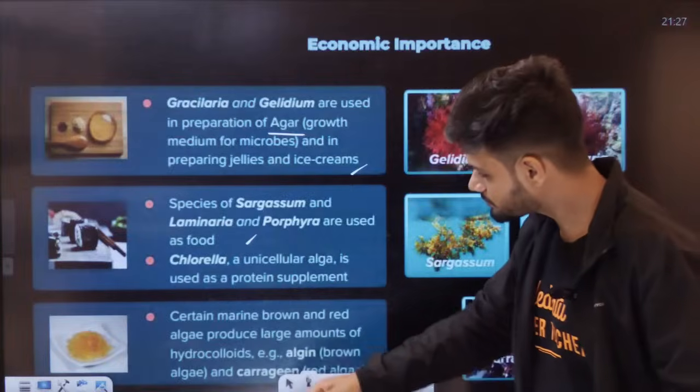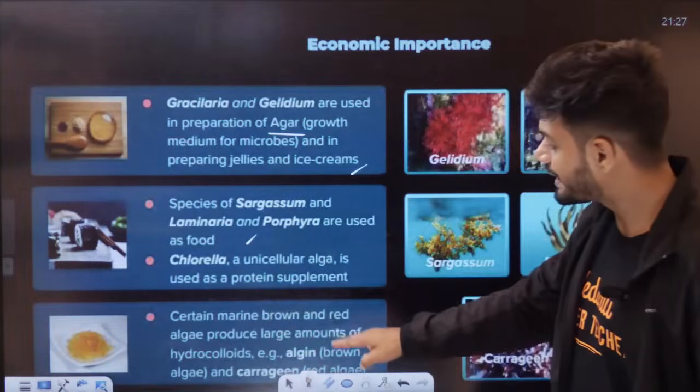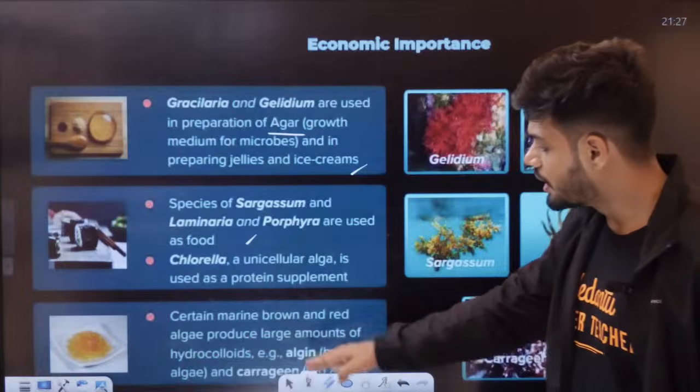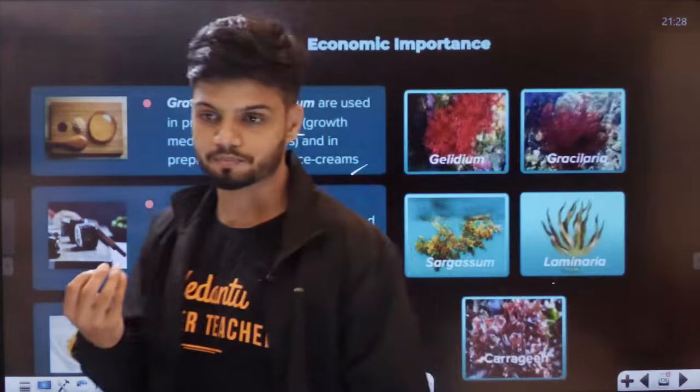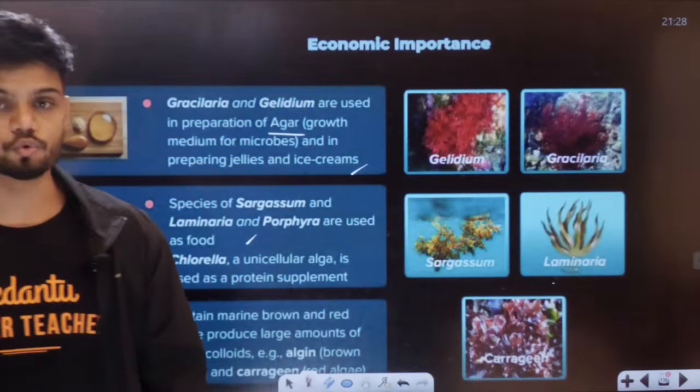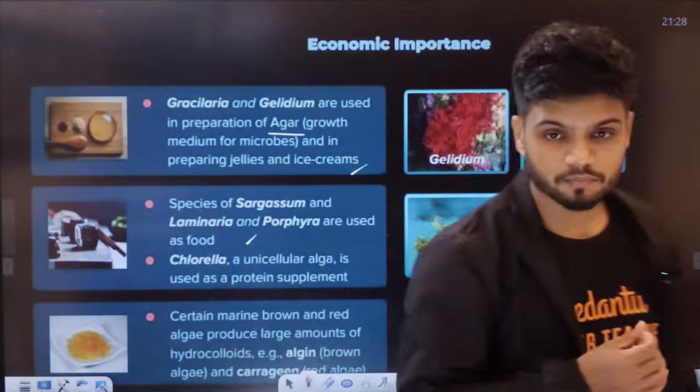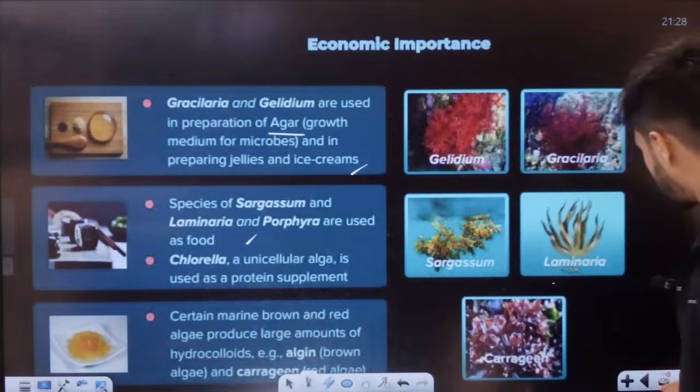Certain marine brown and red algae produce a large amount of hydrocolloids, that is your carrageenan and algin. Carrageenan and algin can also be used. So all these are economic importance, students.